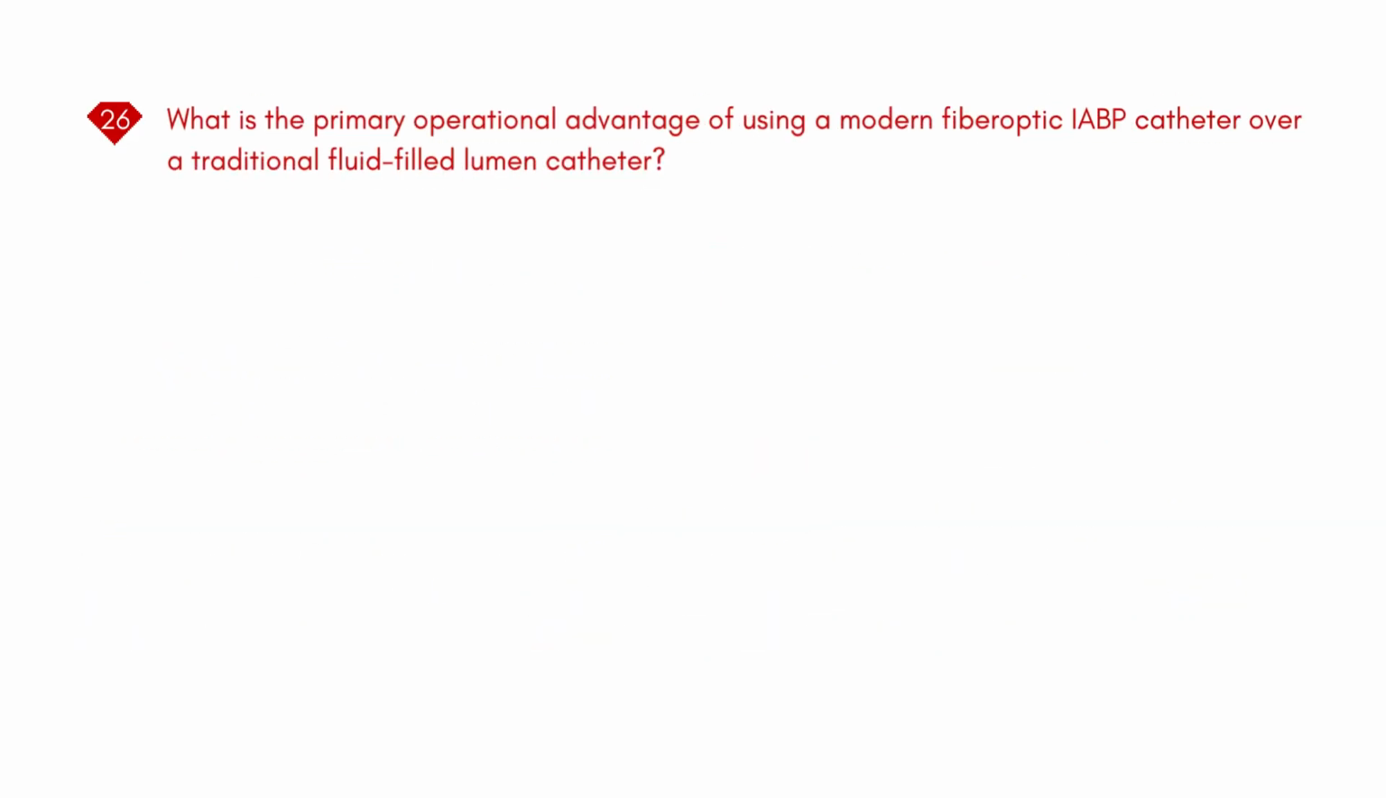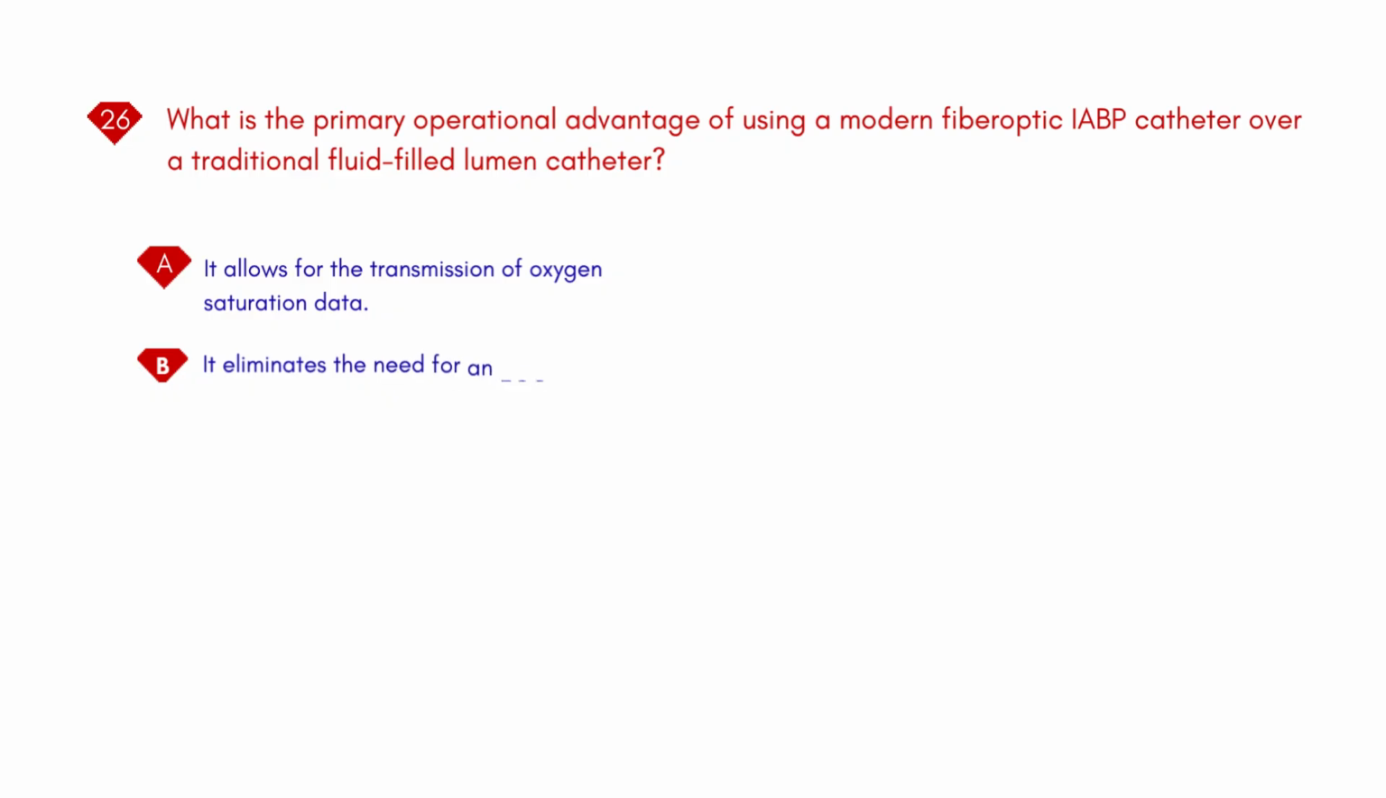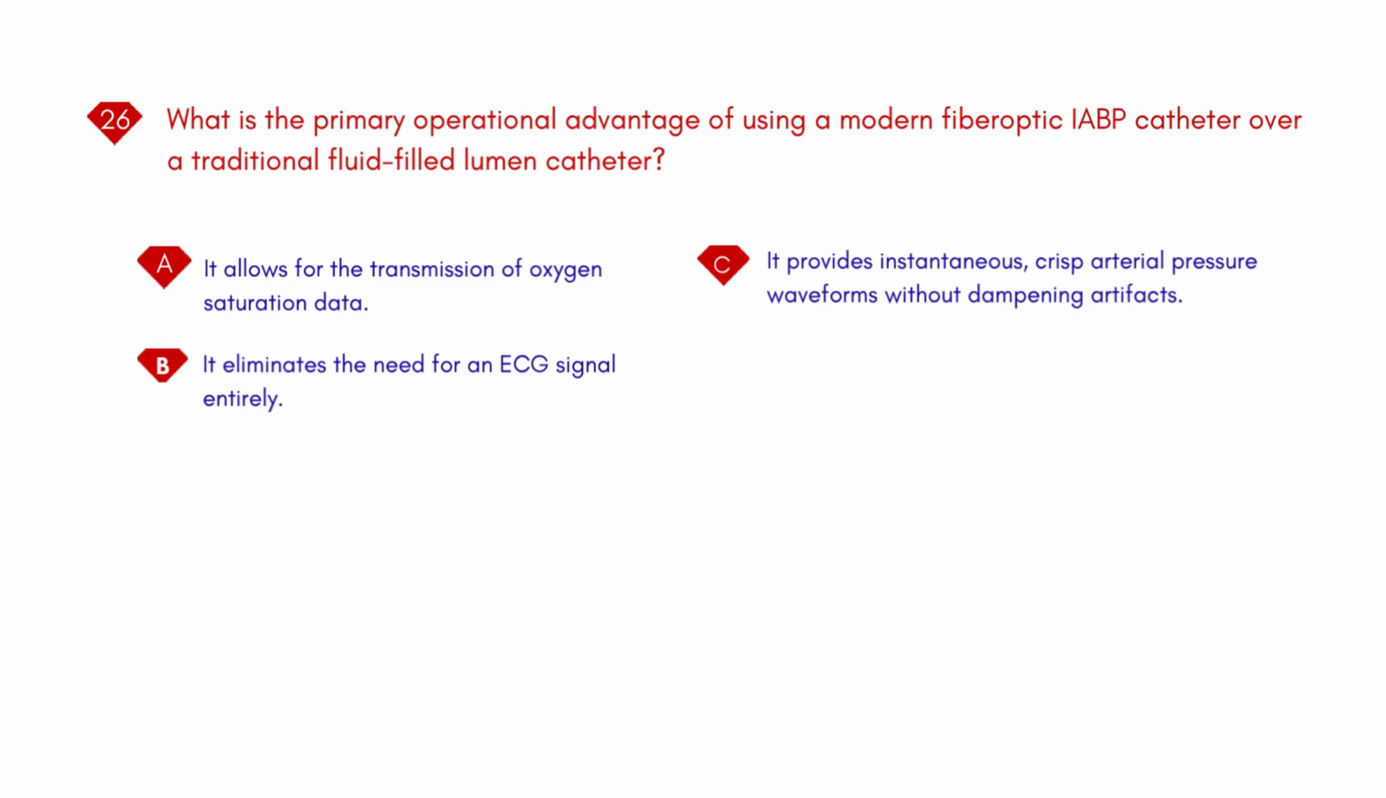What is the primary operational advantage of using a modern fiber optic IABP catheter over a traditional fluid-filled lumen catheter? A. It allows for the transmission of oxygen saturation data. B. It eliminates the need for an ECG signal entirely. C. It provides instantaneous, crisp arterial pressure waveforms without dampening artifacts. D. It permits the use of ambient air instead of helium.